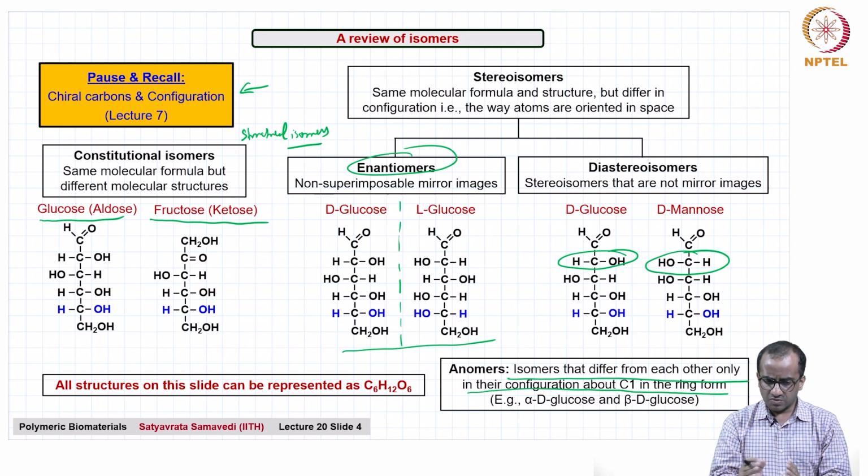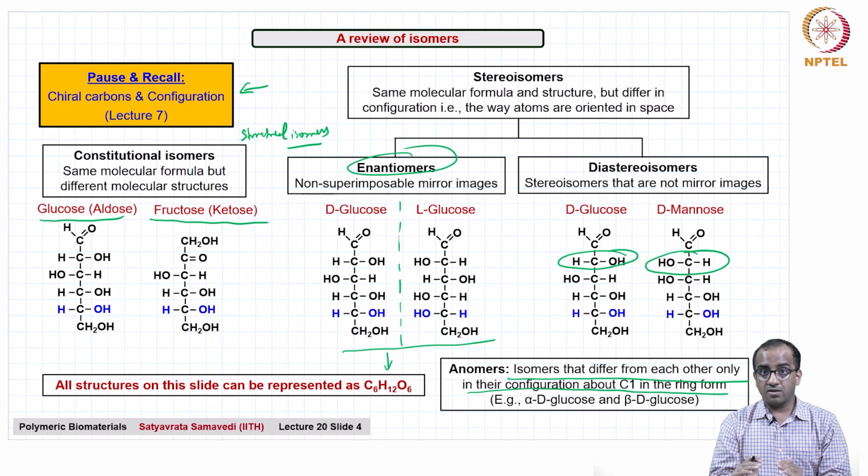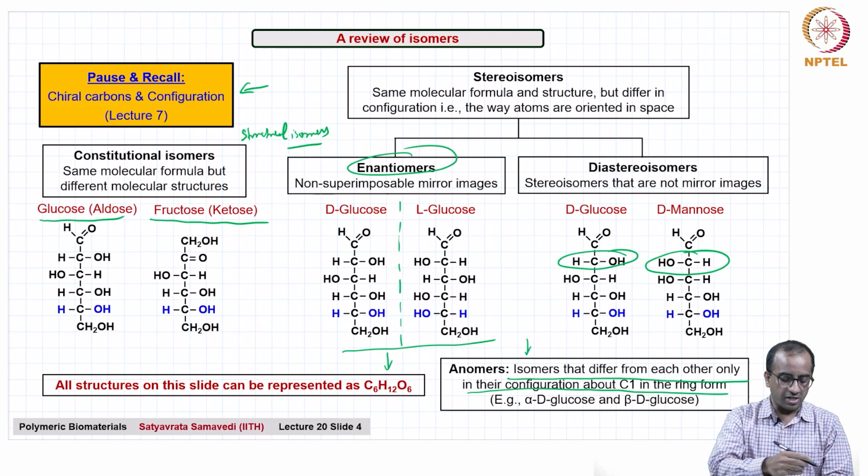And of course, just to drive home the point that these are all molecules that can be represented as C6H12O6, but remember that constitutional isomers are different from enantiomers, are different from diastereoisomers, and all the molecules shown on this slide are very, very different molecules. They have different properties. So, with that we now segue right into understanding anomers in more detail.